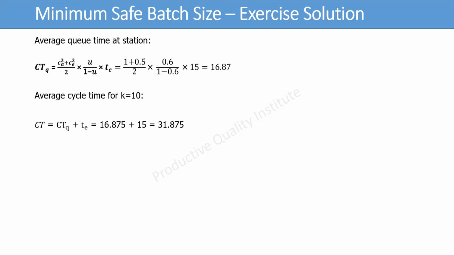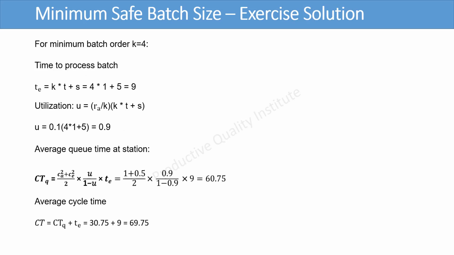Average queue time of the station, CT of Q, is equal to 16.87, and the average cycle time for K equal to 10, CT, is equal to 31.87. For the minimum batch size, K is equal to 4, time to process batch is equal to 9, utilization, U, is equal to 0.9, average queue time at the station is 60.75, and average cycle time is 69.75.